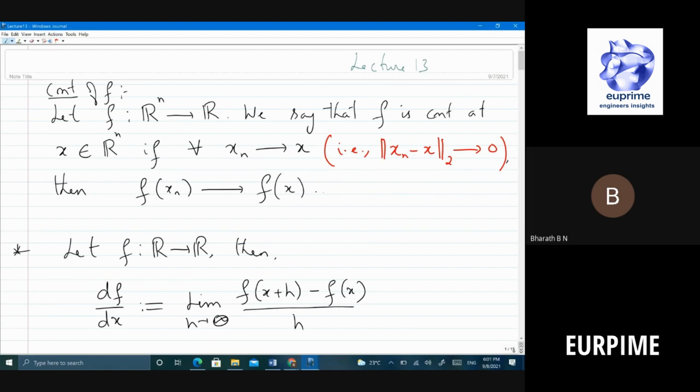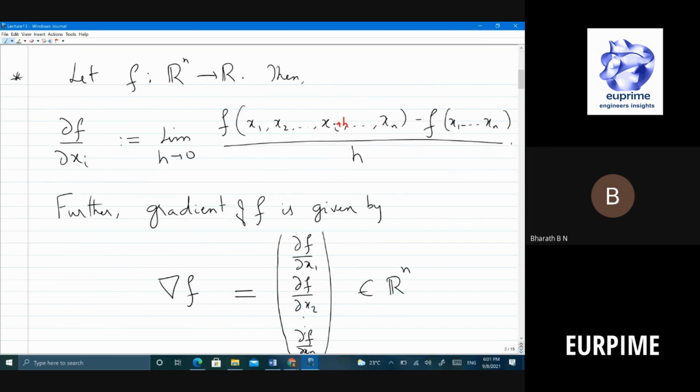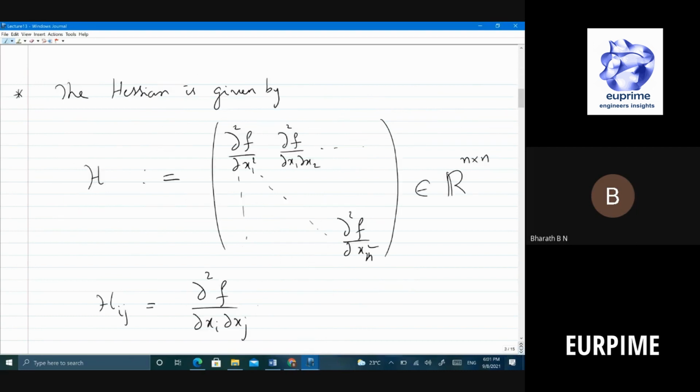And we saw what we mean by derivative. The analogous thing here is what is known as the gradient. Then we looked at the analogue of the second order derivative. We have what is known as the Hessian. It's a matrix, an n cross n matrix.